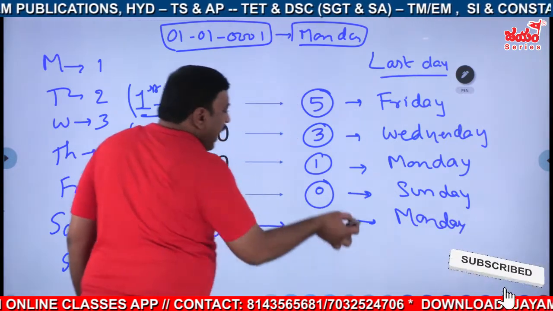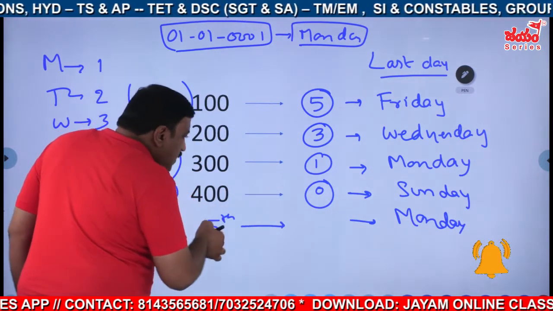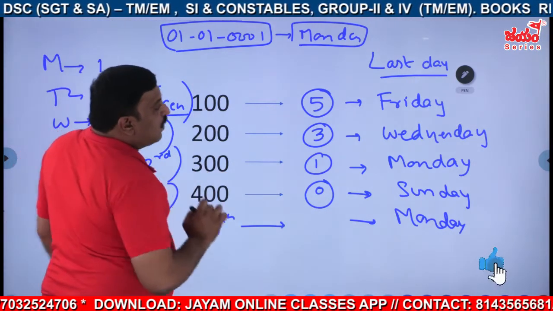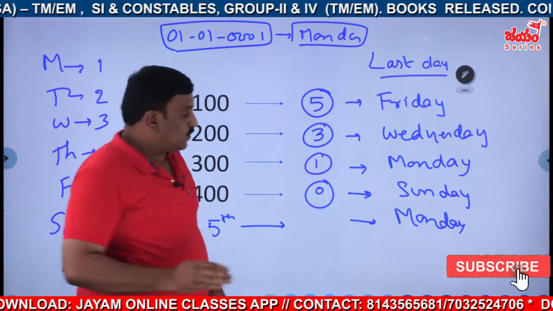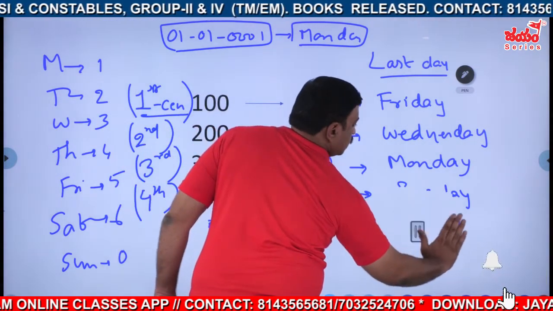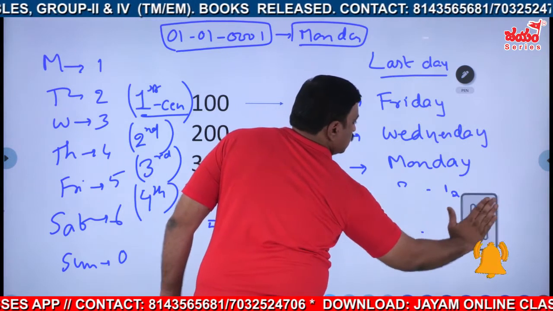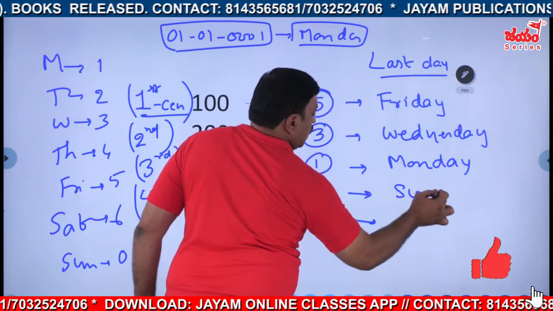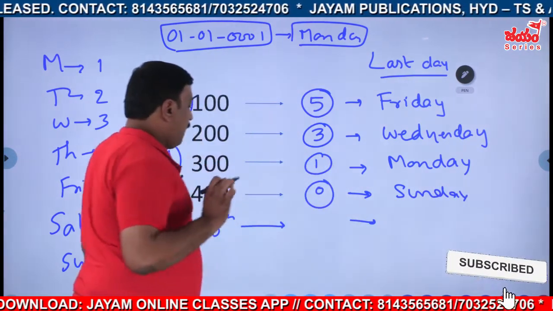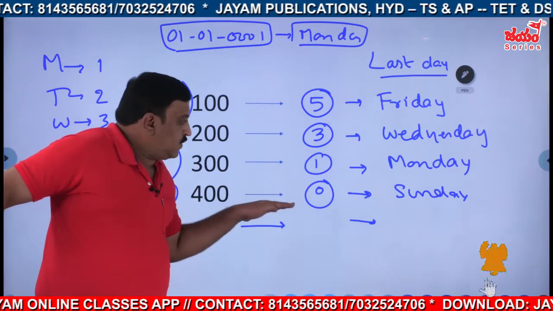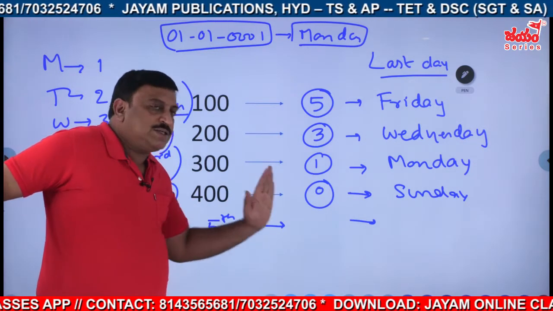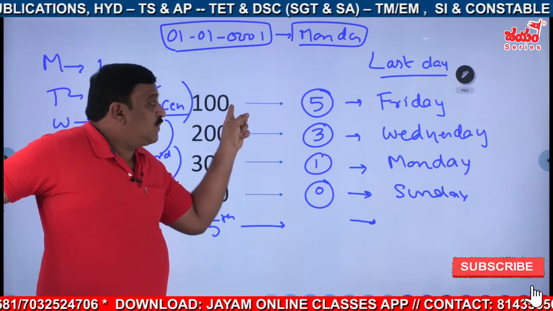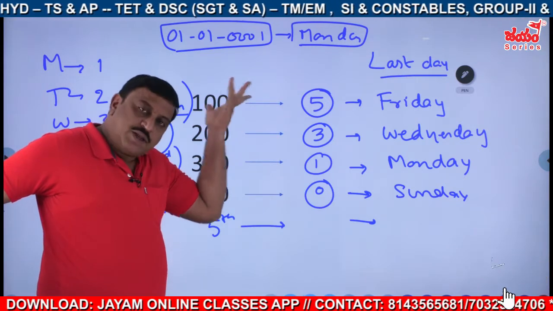How is that Monday? Again, this is a 0. Which century starts with Monday? Previously, see this one. I have taken the last one, right? So I will make this one. This is Sunday. Okay, the 4th century is there. We'll stop there. The 5th century starts with Monday. But previously, which one started with this? 100, that is the 1st century. The 1st century also started with Monday.